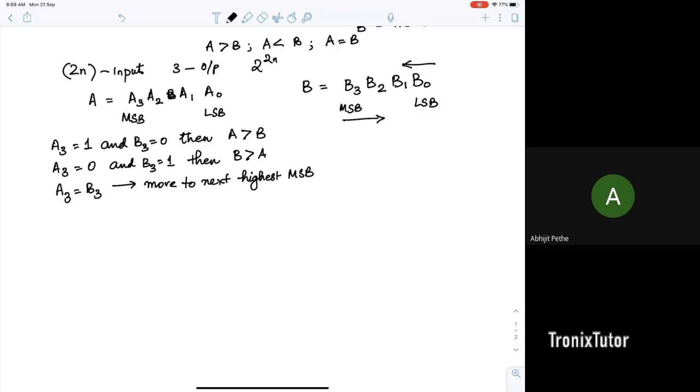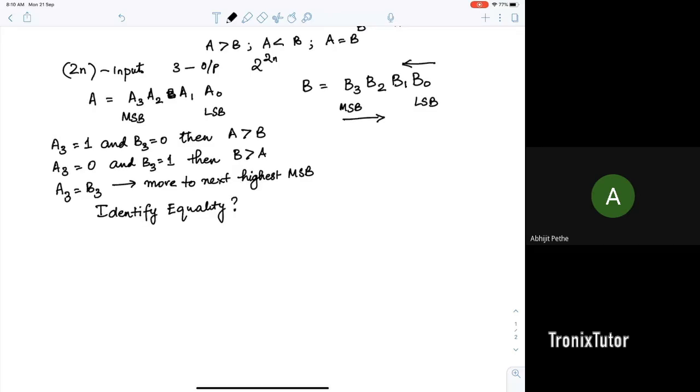So let's first define, how do you identify equality? Is it XOR? Remember, guys, right now we're only doing magnitude. Don't worry about the sign convention. For sign convention, you'll have to think of a different way of implementing. Here I'm just doing a magnitude comparator.